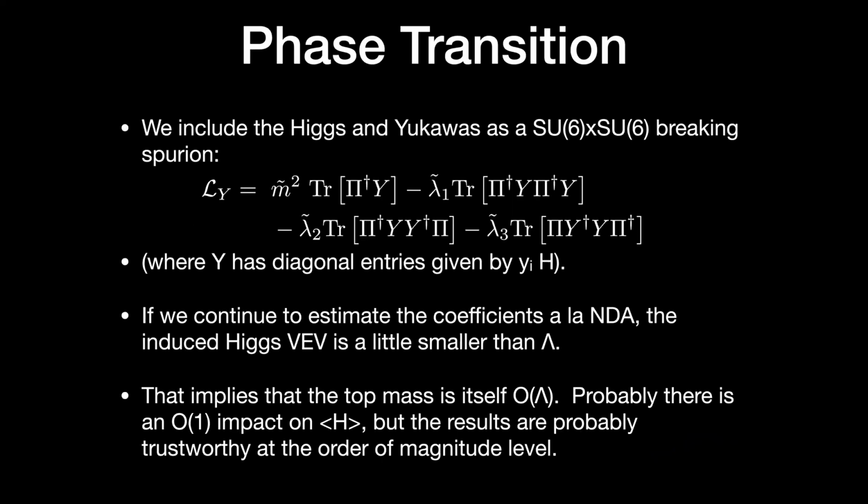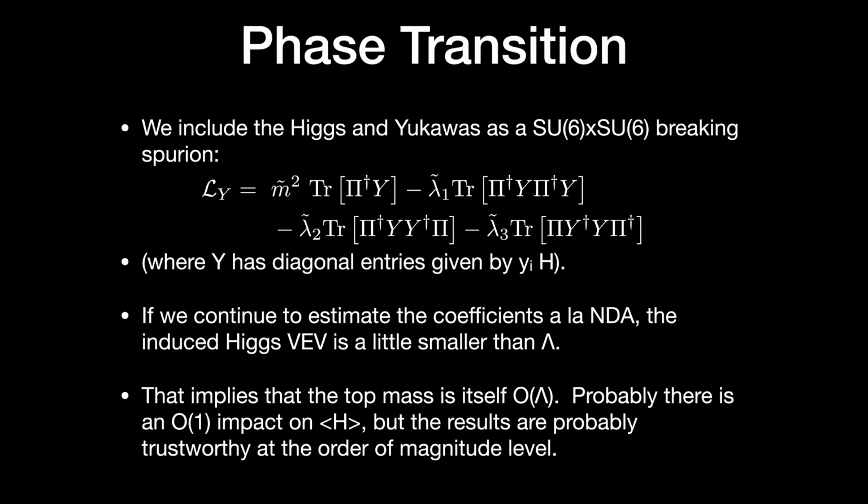Then I want to improve this by including the Higgs and the Yukawas as SU6 cross SU6 breaking spurions. So what I do then is introduce the terms. I treat the Yukawa coupling, so this capital Y is a matrix with diagonal entries that are each given by the quark Yukawa coupling times the Higgs VEV, or the Higgs field if you want. And then I wrote down the leading operators that this allows one to include in the Lagrangian. The dominant one is the m tilde squared. It's like the analog of the pion mass in the usual chiral perturbation theory.